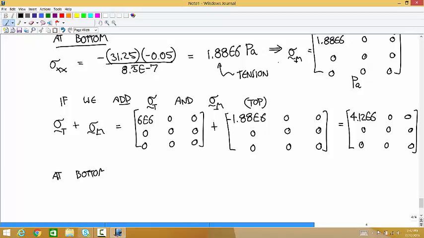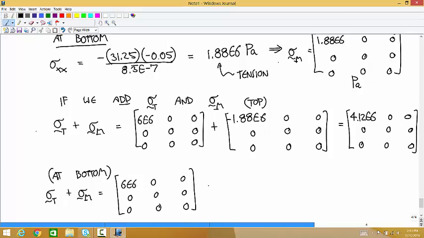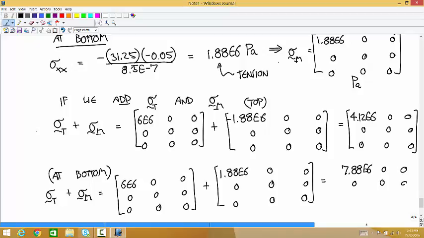So at the bottom, the stress tensor due to tension plus stress tensor due to bending is equal to 6 times 10 to the 6 and zeros, plus positive 1.88 times 10 to the 6, and we get 7.88 times 10 to the 6 and zeros everywhere else. Okay, so what this says is, based on these two things, we're more concerned about what's happening at the bottom of the cross-section at this point than we are about what's happening at the top.